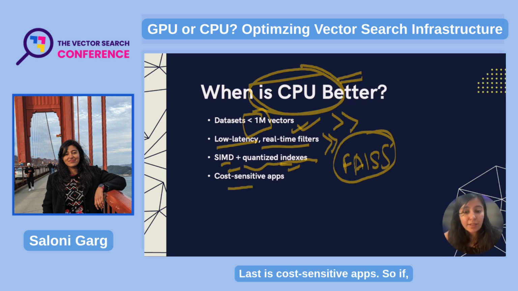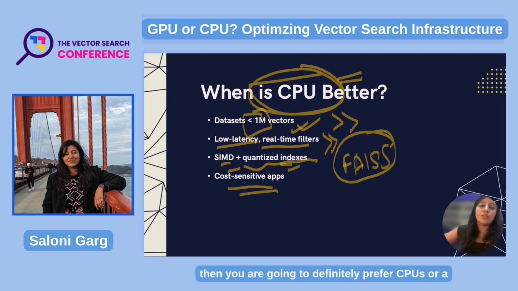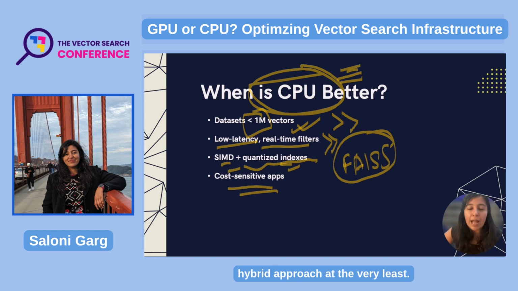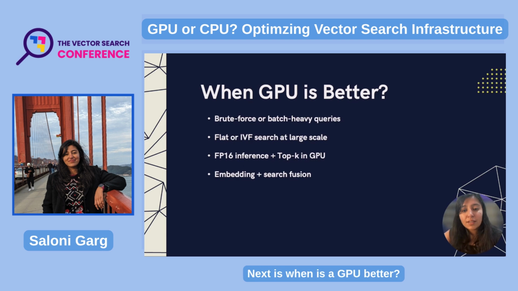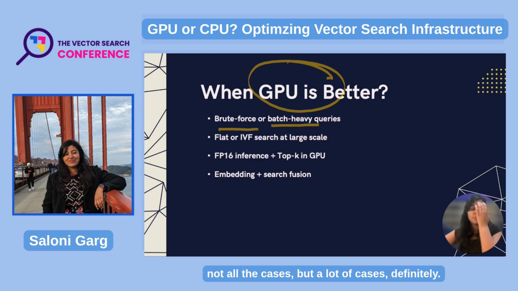Last is cost-sensitive apps. If cost is one of the major factors in your decision making, then you are definitely going to prefer CPUs, or a hybrid approach at the very least. Next is, when is a GPU better? A GPU is better in a lot of cases, not all the cases, but a lot of cases, definitely.